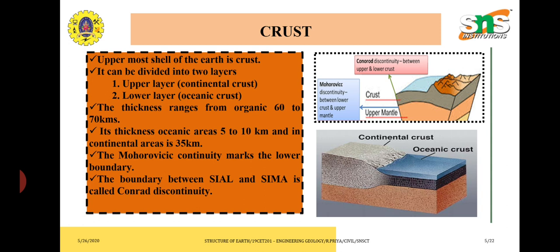Then the Mohorovicic discontinuity is the boundary layer which separates the mantle and the crust. This Mohorovicic discontinuity is named after the scientist who discovered it, Professor Mohorovicic. This discontinuity is also known as the M discontinuity or simply Moho.